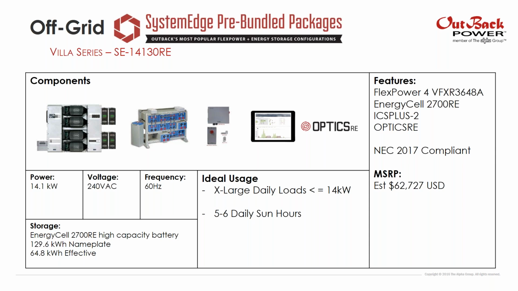This would be for a very large home, maybe a business or some sort of government facility, maybe a police station, a fire station, etc., that's looking to provide power for a little bit larger building. So this is built around our FlexPower 4, which is 4 3.6 kW inverters, 2 on each leg, providing 120 on each leg combined for 240 volt loads.